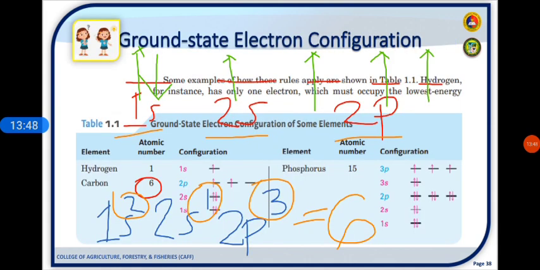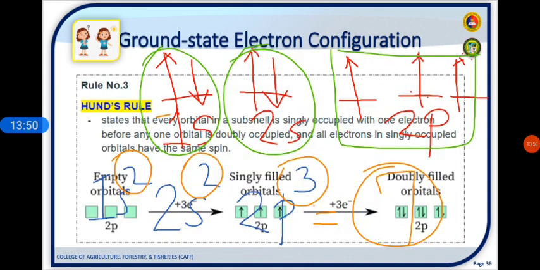But you can also go back to this example. I have shown you here how to draw and how to write the correct electron configuration while applying the Aufbau, the Pauli, and Hund's rule.